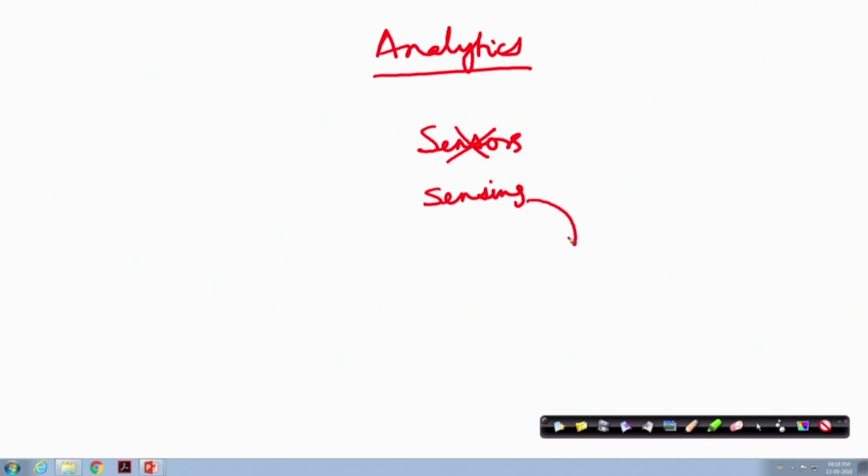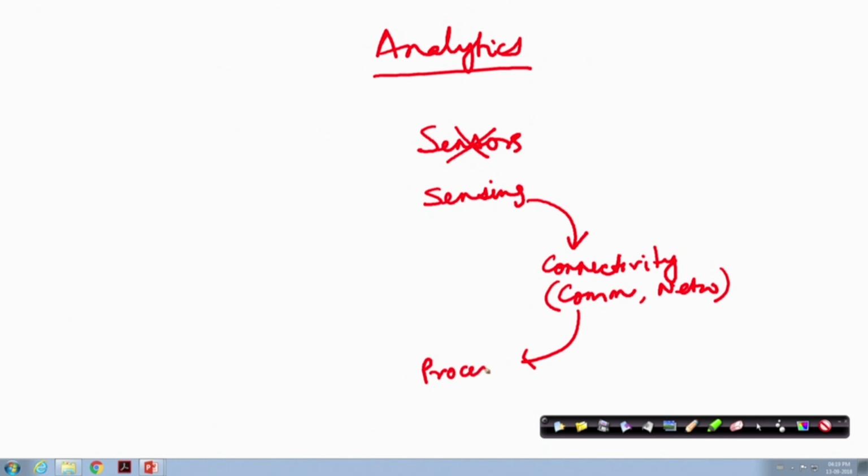From sensing, we have to send the data over a network. So, let me call it connectivity. In the previous module we have seen a lot about the different possibilities of connectivity. That means talking about communication protocols, network topologies and so on and so forth. Thereafter, the data that is sent over the network will have to be processed. That means computing.